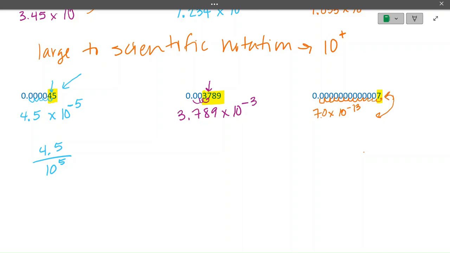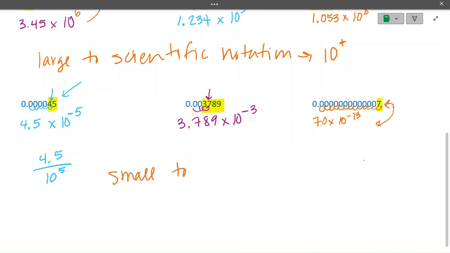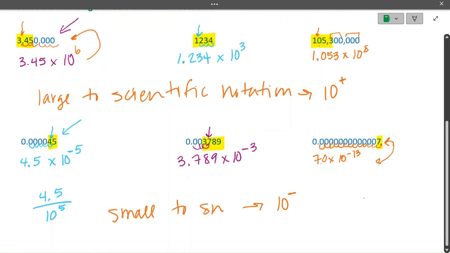All right, so big differences on these, right, is that when we go from a small number to scientific notation, we end up with 10 to a negative power every single time. Okay, the other difference that is important to note, and I guess this is not so much a difference, but same with a slight difference, is that we're always counting from where the decimal point is.